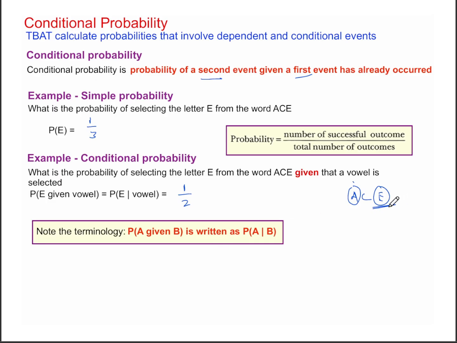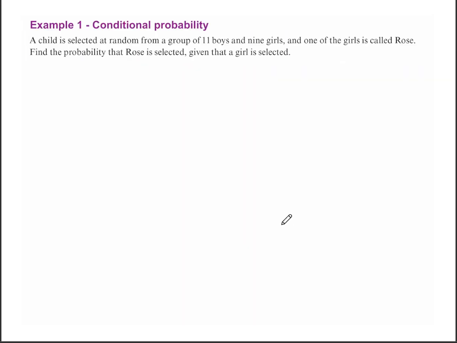Because you're choosing E out of a possibility of 2 options, since we are given that a vowel is selected. And remember, this terminology is very important. The probability of A given B, so event A happening given B has happened, is written with this vertical line. Let's look at a few examples.